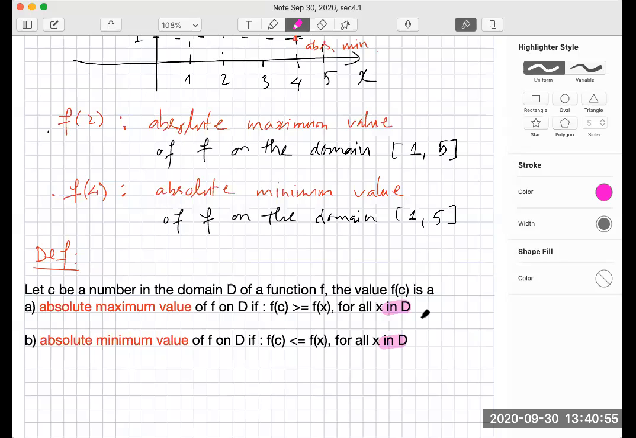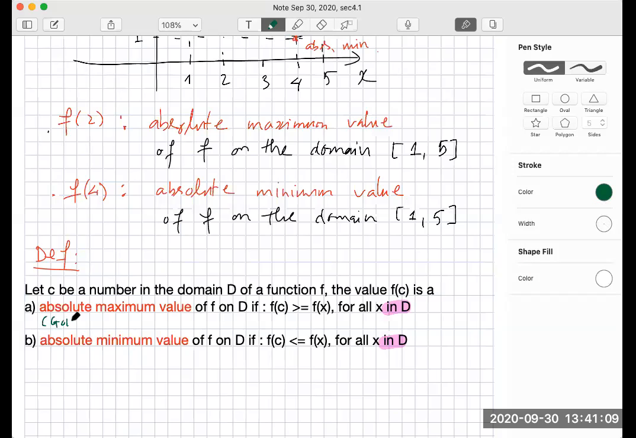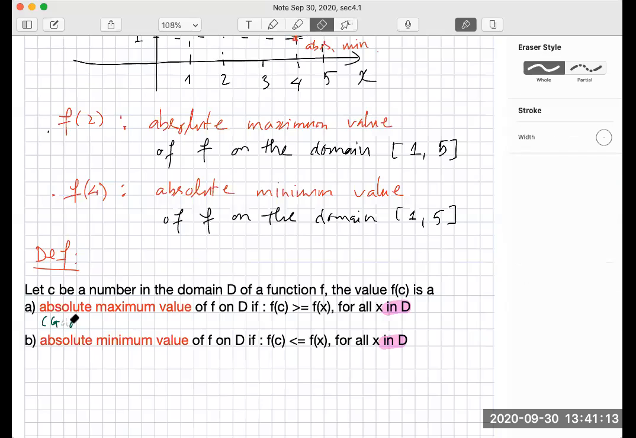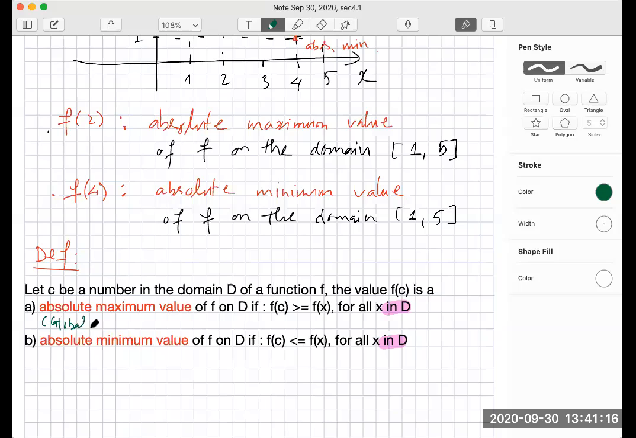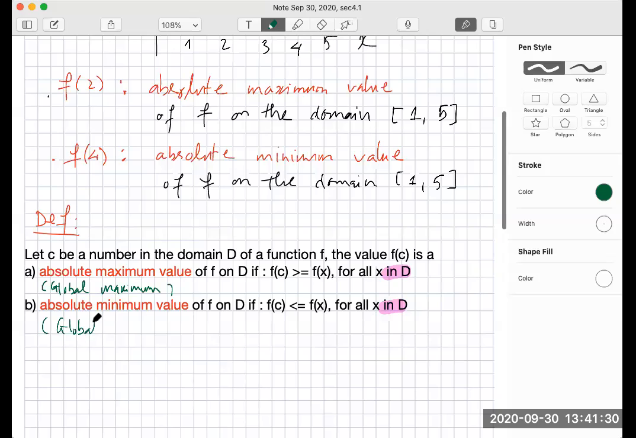Sometimes we call them the global maximum or global minimum. So this one, absolute maximum, we can call it global maximum, or the minimum, we call it global minimum. Okay. And the maximum and minimum values of f, we call the extreme values.